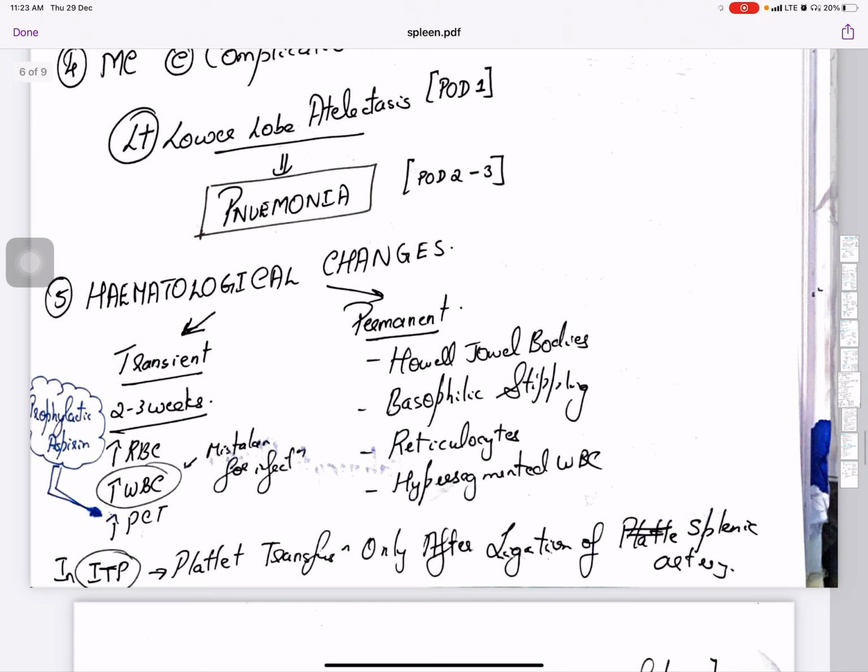Then hematological changes: thrombocytosis and thrombotic complications. Sometimes abdominal pain persists and is confused for incision pain or gastritis. Ultrasound examination is a must. One of our patients had portal vein thrombosis, which is managed by anticoagulants.